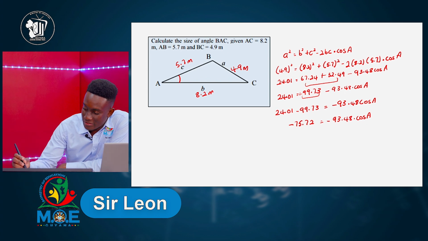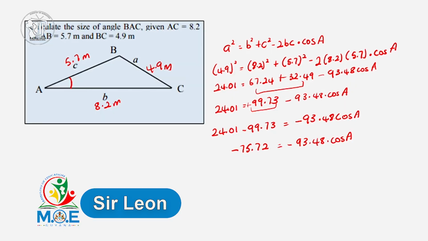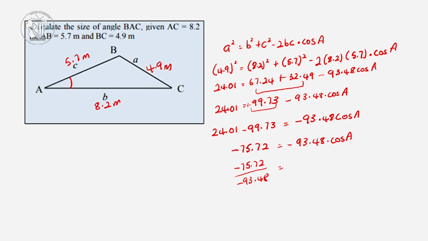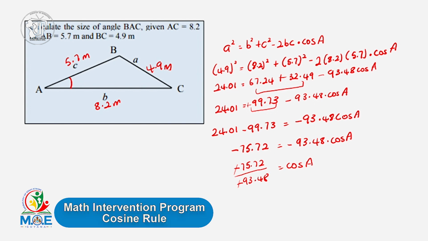So this negative 93.48 is multiplying, and we take it over to divide. So we'll have negative 75.72 all divided by negative 93.48. That is equal to cos A. So of course these two negatives will cancel out. And then to solve A, we just take over the cos. And we know when we take over the cos over the equal sign, we will get the inverse of cos. So this will be cos inverse.